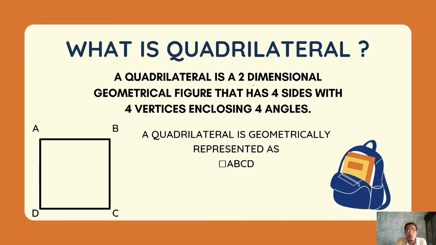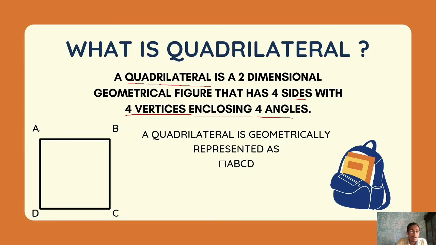A quadrilateral is a two-dimensional geometrical figure that has four sides with four vertices enclosing four angles. We know various geometrical figures, for example, circle, triangle, square, rectangles. All these figures are different from each other. So one type of geometrical figure is the quadrilateral. Quad means four, lateral means side. So it is a two-dimensional geometrical figure that has four sides. Obviously, the four sides enclose four angles, and these four angles have four vertices.